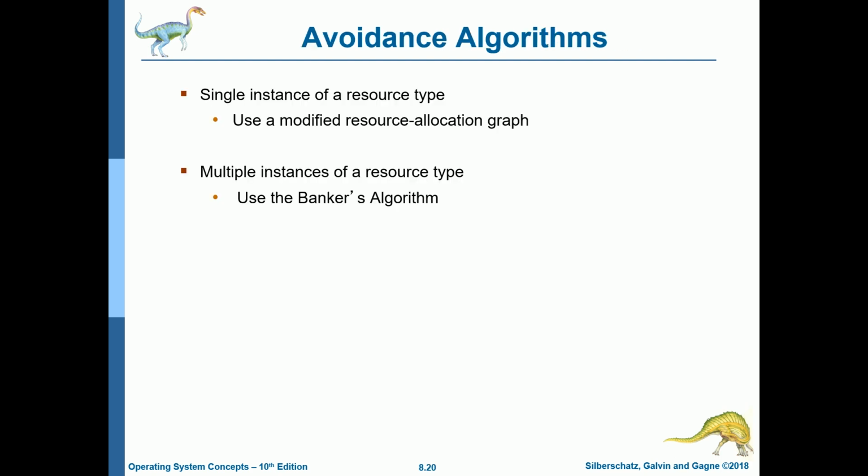Now, given the concept of a safe state, we can define avoidance algorithms that ensure that the system will never deadlock. The idea is to simply ensure that the system will always remain in a safe state. Initially, the system is in a safe state. Whenever a thread requests a resource that is currently available, the system must decide whether the resource can be allocated immediately or the thread must wait. The thread is granted only if the allocation leaves the system in a safe state.